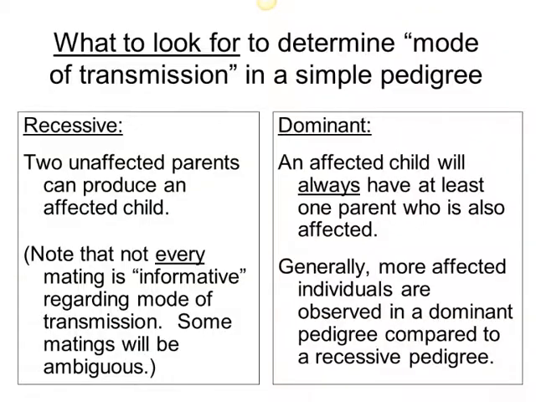So on this slide, I summarize what to look for when you're trying to determine mode of transmission, specifically dominant versus recessive. If you're looking at a pedigree and you notice that every affected child has at least one parent who is also affected, that's a dominant pattern, and you would have to check everyone in the whole pedigree. Okay. Now, for the recessive, you're looking for something different. You're looking for any one mating between two unaffected parents that produces an affected child. So on the recessive pattern, you only have to find one mating that fits that pattern.